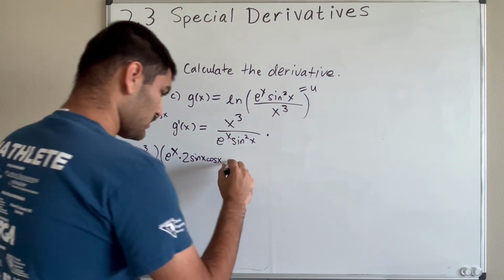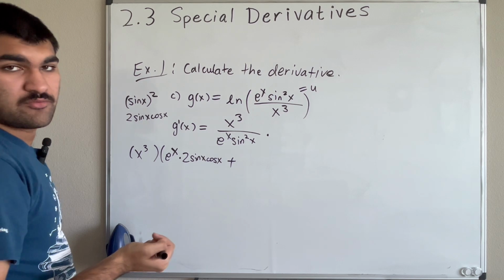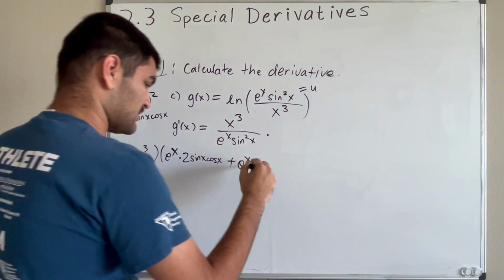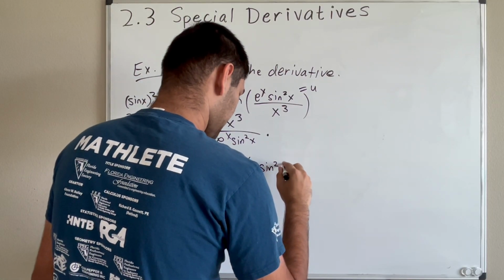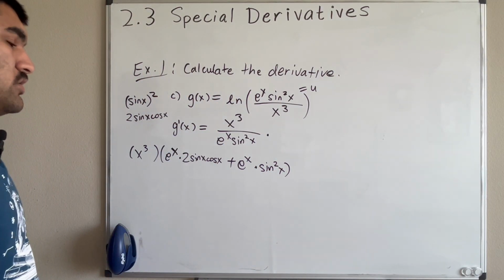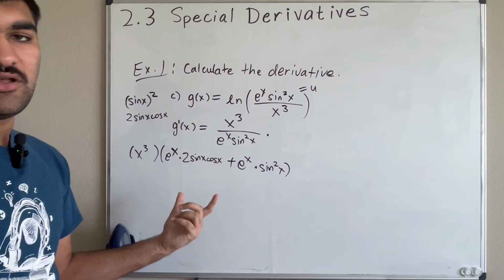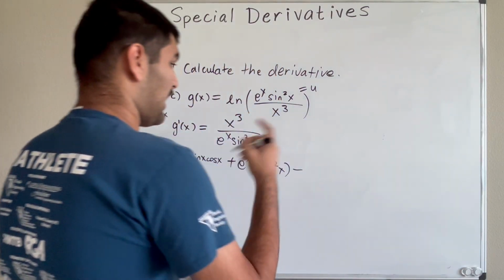Okay, and then plus, now we differentiate e to the x. That is just e to the x, since the derivative of e to the x is just e to the x. And then we bring down sine squared, keeping that the same. So that was low d high, the first part of the quotient rule. Now we have minus high d low.